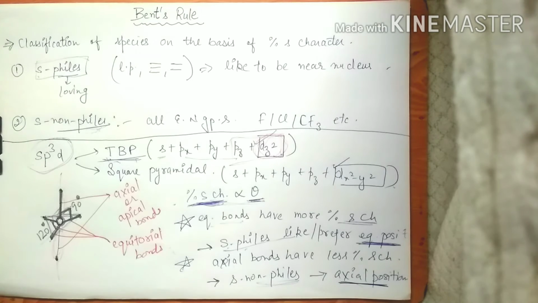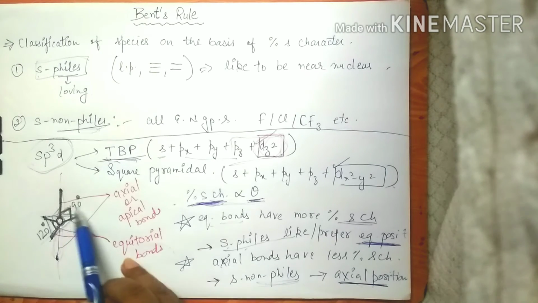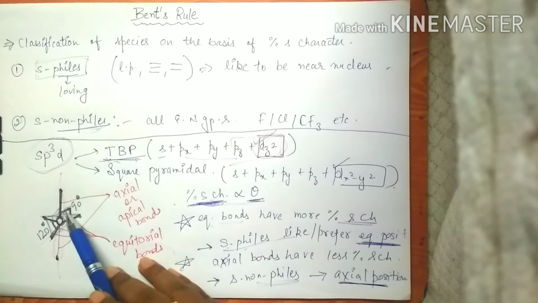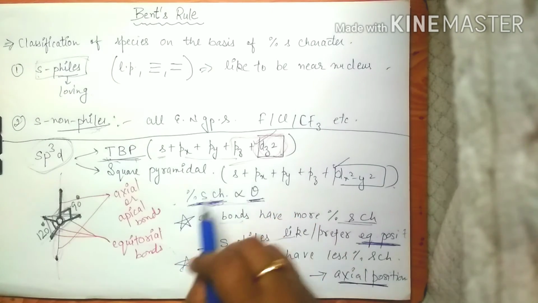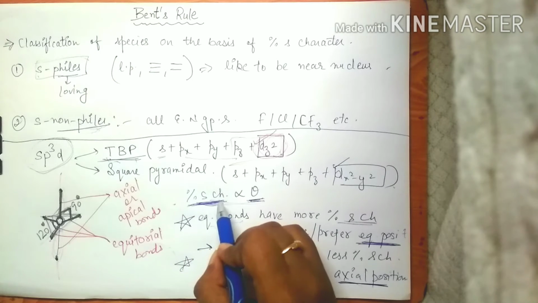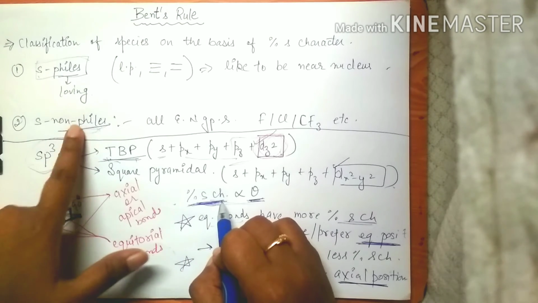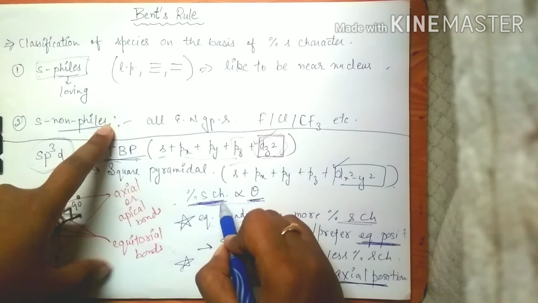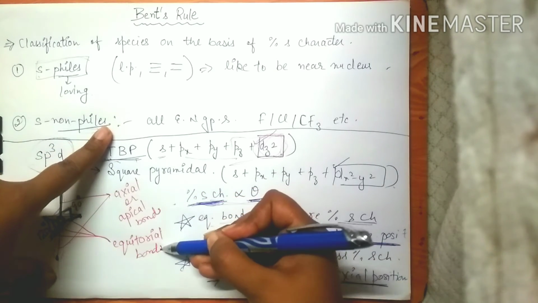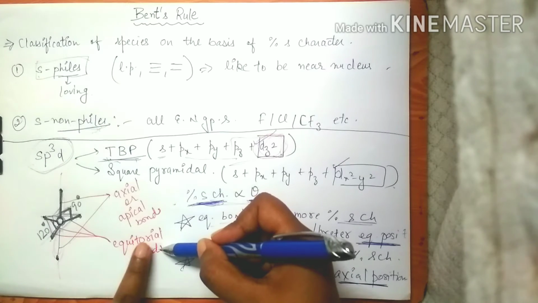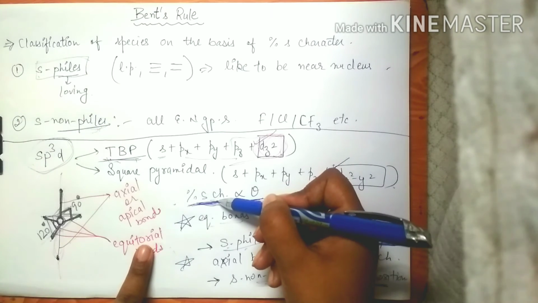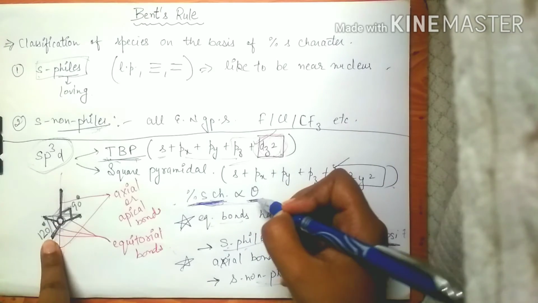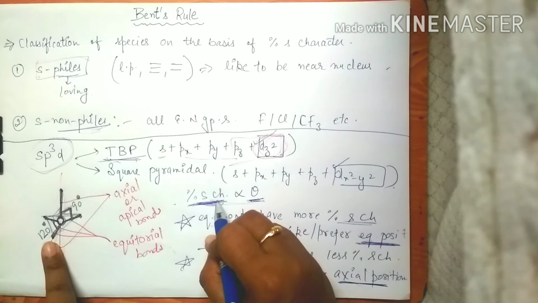I will repeat once again that these axial bonds are having less angle. So what happens? Because axial bonds have less angle, they will be having less percentage s character, and your s-nonphiles do not like percentage s character, so they will prefer axial bonds instead of equatorial bonds, because equatorial bonds have more percentage s character. Why more percentage s character? Because they have more angle. More angle means more percentage s character.